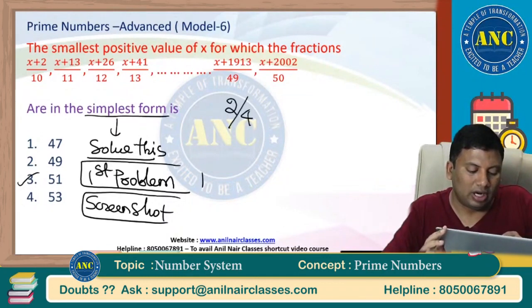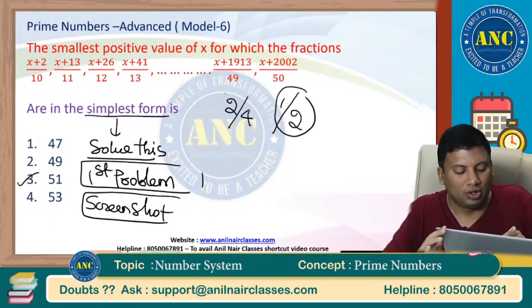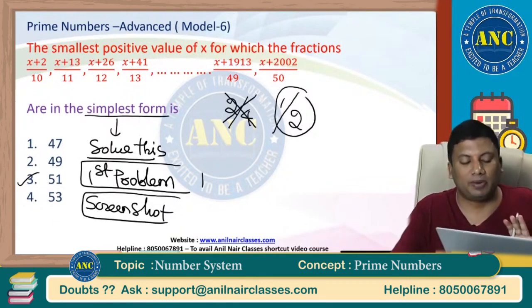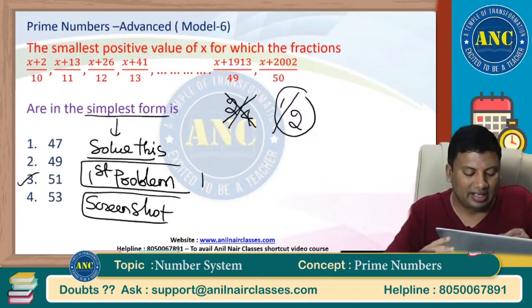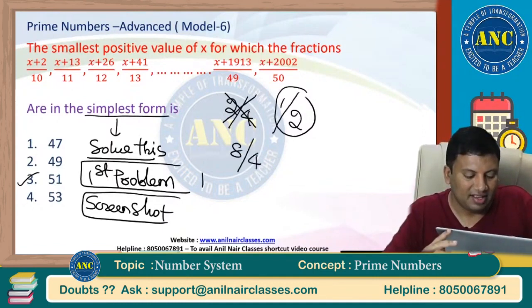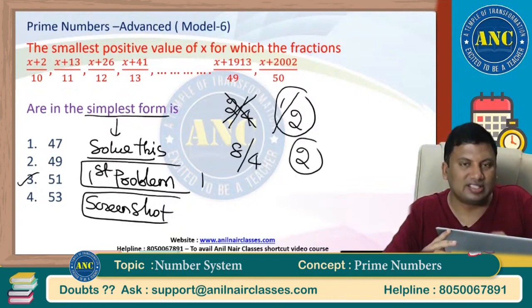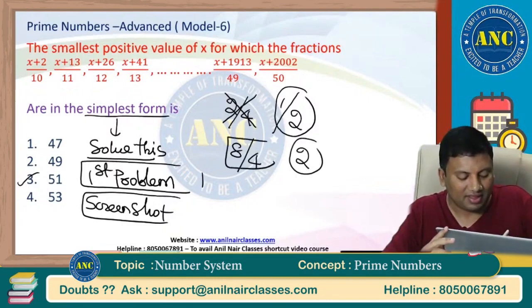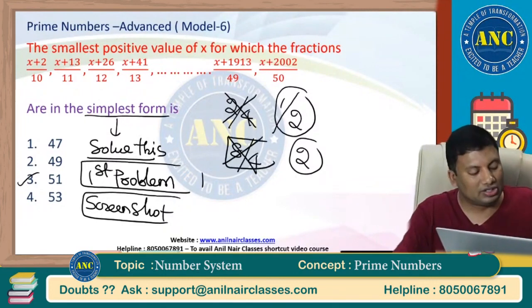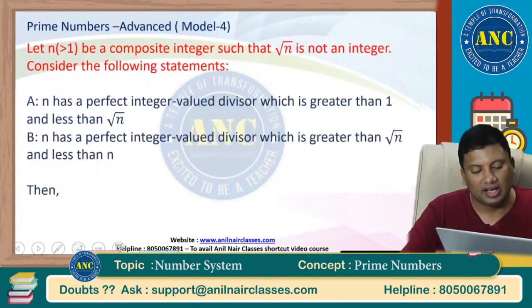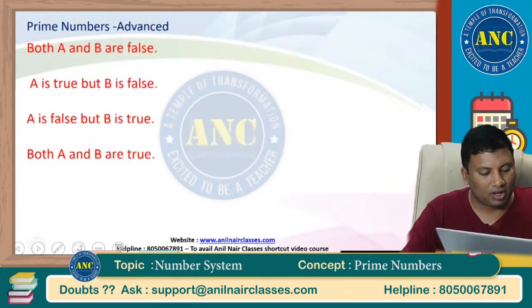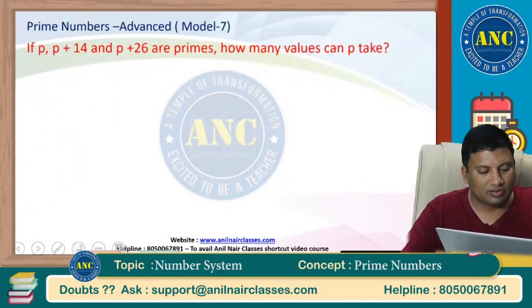In the simplest form: 2 by 4 and 1 by 2. 1 by 2 is in its simplest form. 2 by 4 is not in its simplest form. I hope the idea is clear. 8 by 4 is 2. 2 is in its simplest form. 8 by 4 is not in its simplest form. Idea is clear. This question we have already seen. These also we have seen.